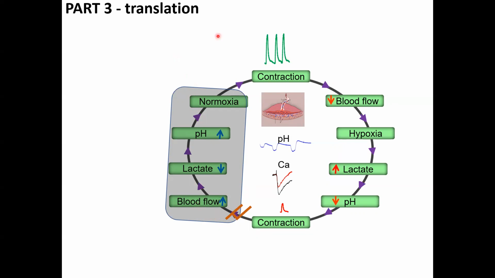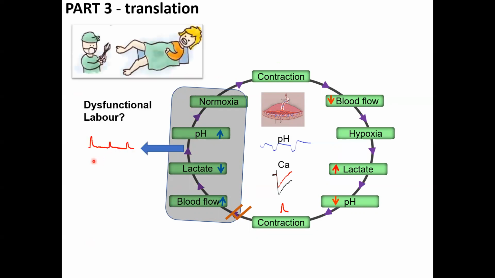We need many, many contractions for labour. And what if we don't always get a complete return of these important parameters? So that with a build-up, contraction by contraction, of acid, for example, the frequency decreases, the amplitude decreases. And this would be a condition recognised clinically as a dysfunctional labour.